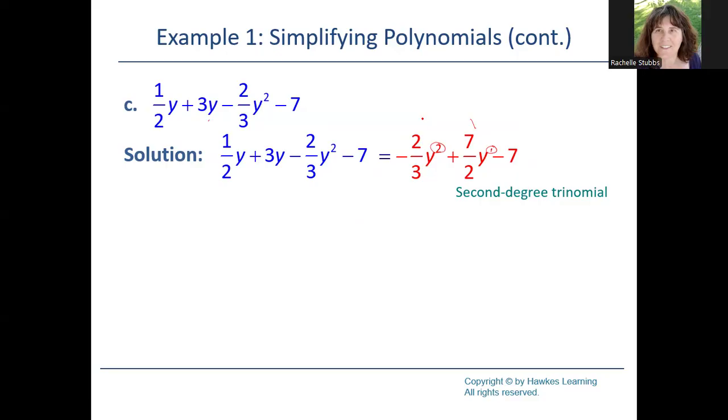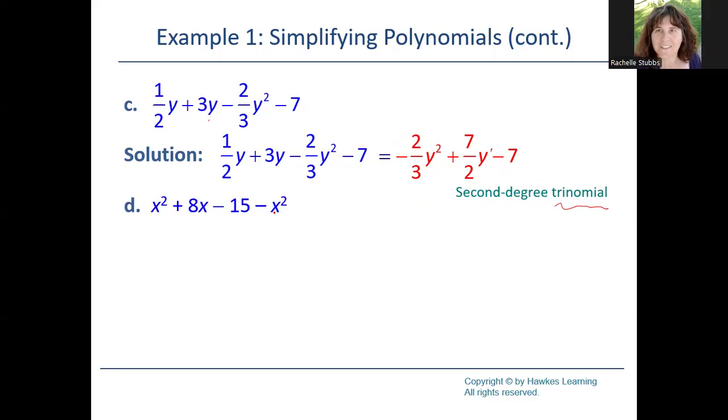If I look at it, how many terms? 1, 2, 3. So it's a trinomial. And if I look at its degrees, the highest degree on that leading term is 2, so it's a second degree trinomial. Okay, this one we got to collecting like terms.